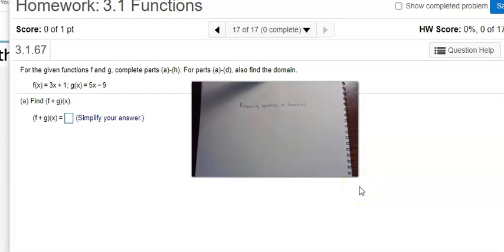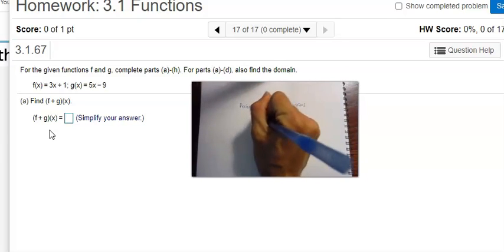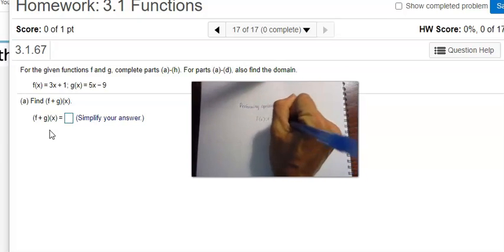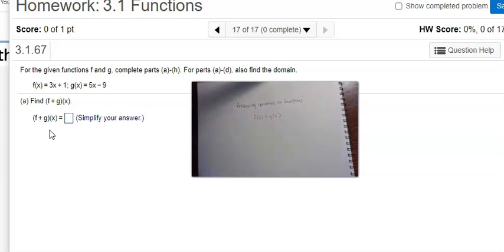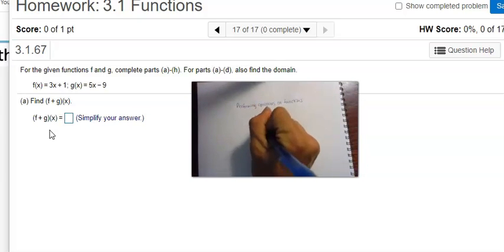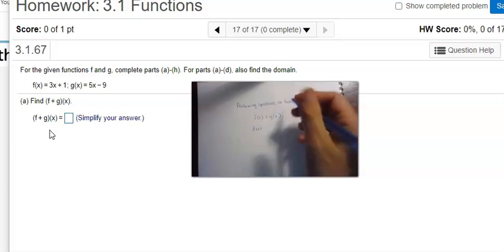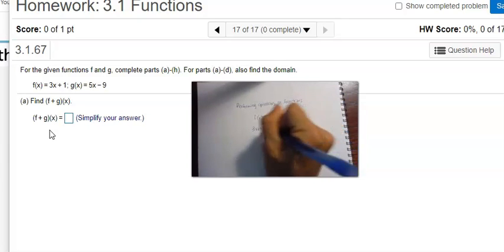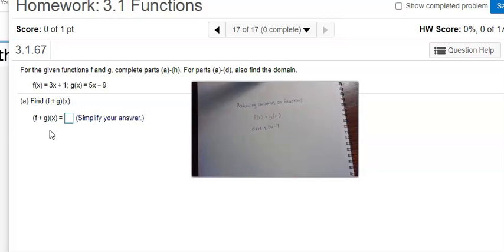Now we're taking a look at a problem where we need to perform various operations on functions. They also want us to find the domain, so we're going to go through that together. For the first question, you might notice that it says f plus g of x. Basically what this means is we're going to take f of x and add that to g of x. So our function f of x is 3x plus 1, and our function g of x is 5x minus 9, and we're going to add those together.